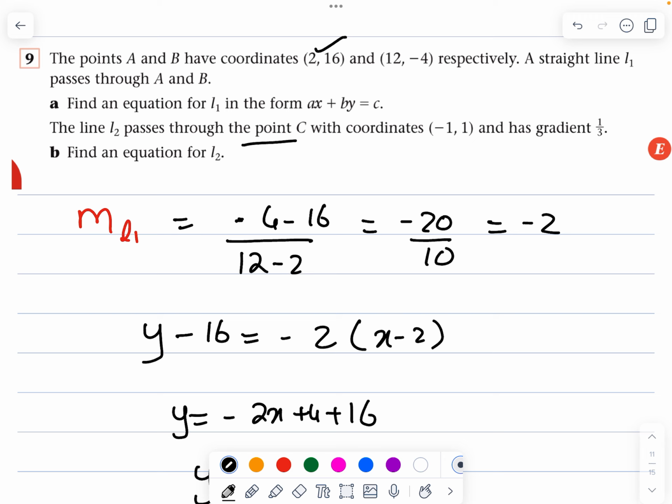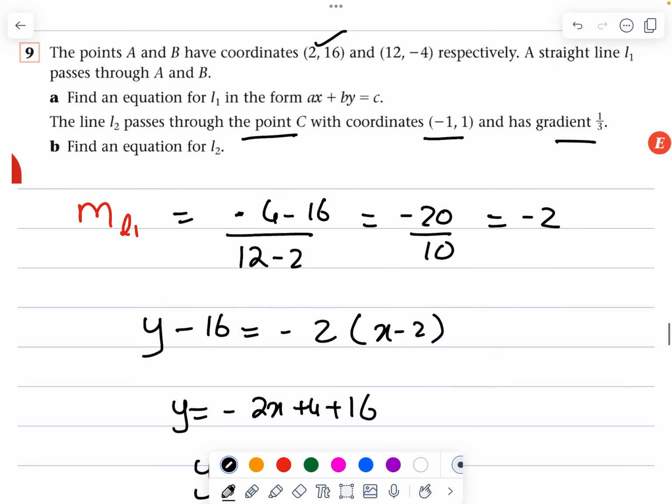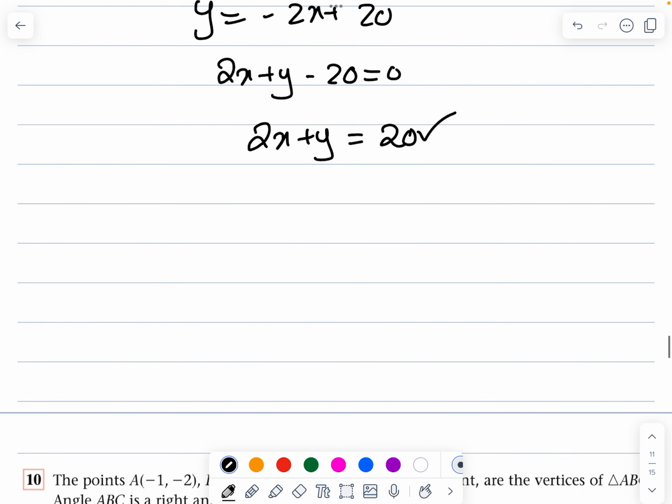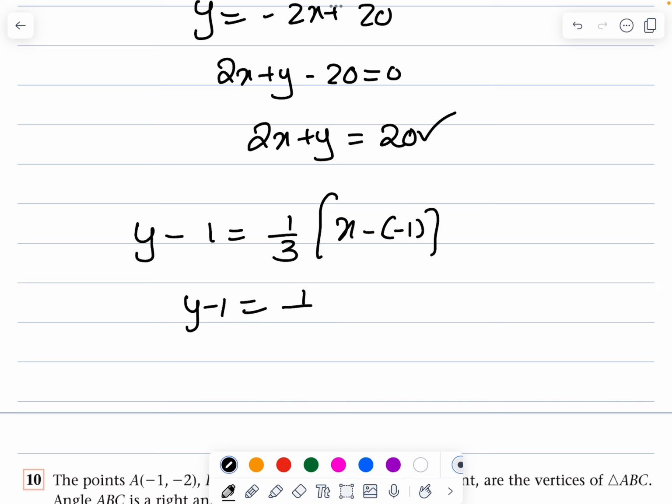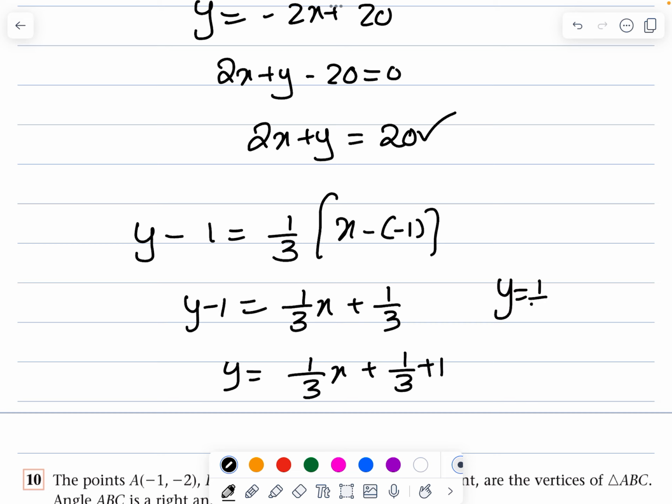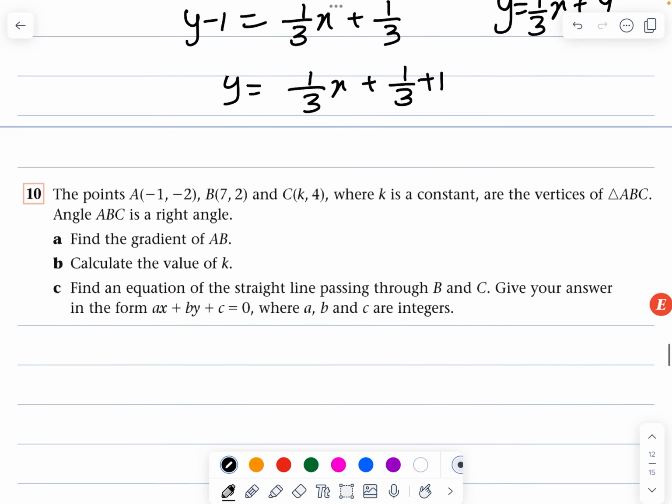Line L2 passes through point C with given coordinates and gradient. So the equation of L2 will be y minus y1 equals m times x minus x1. So y minus 1 equals 1 upon 3 x plus 1 upon 3. Y equals 1 upon 3 x plus 1 upon 3 plus 1, which becomes 1 upon 3 x plus 4 upon 3. Question number 10.